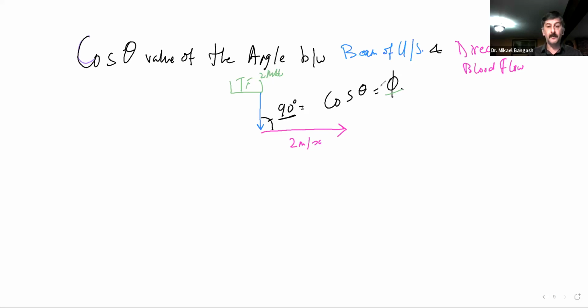But the cosine theta value that we are talking about is the cosine theta value of the angle between the ultrasound beam and the direction of the blood flow. Did you guys get that?